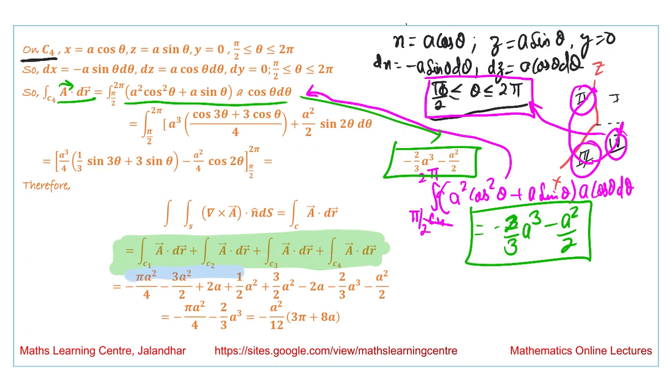So on adding these values, the final answer that we obtain is equal to minus of a square by 12 into (3 pi plus 8 a). So this is the final answer that we obtain in this case.